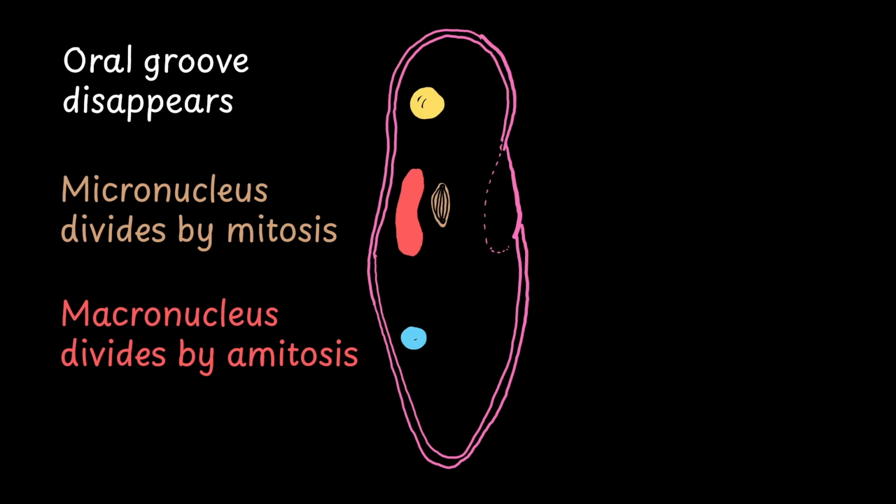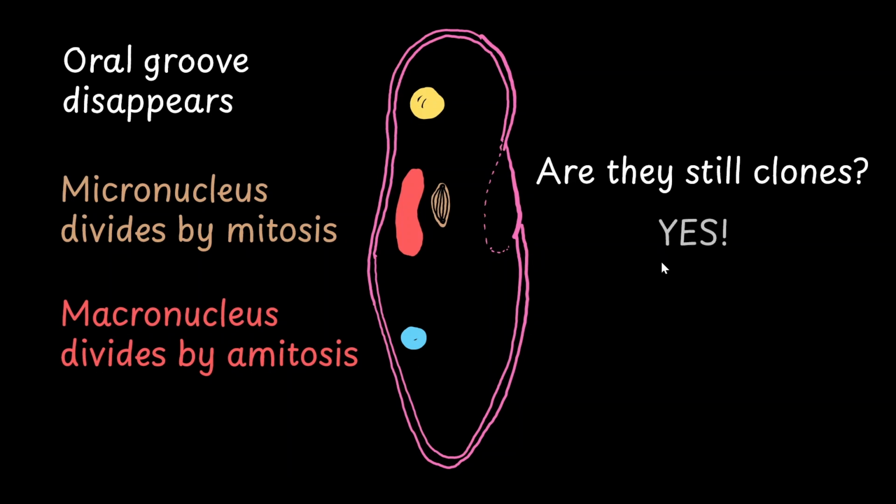So we have learned that asexual reproduction usually leads to clones. So in this case, do you still think the progeny would end up as clones? Actually, the answer is yes. But to know why, watch out for our video on sexual reproduction in protozoans.